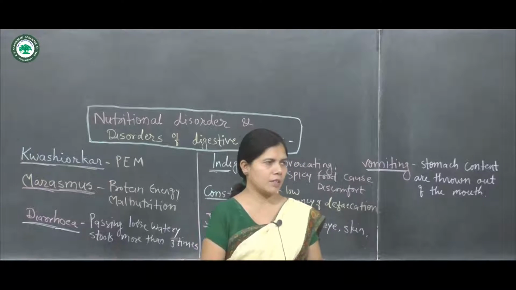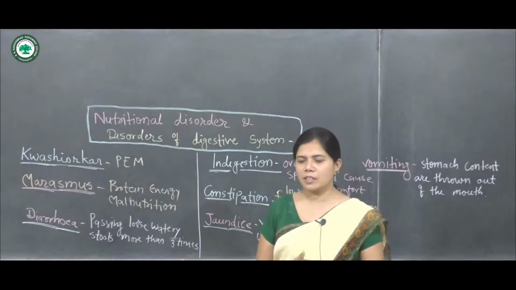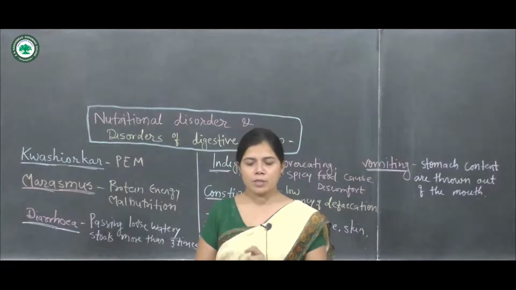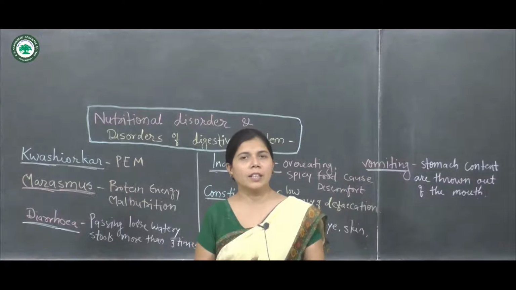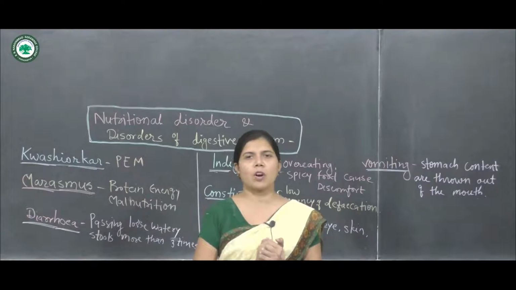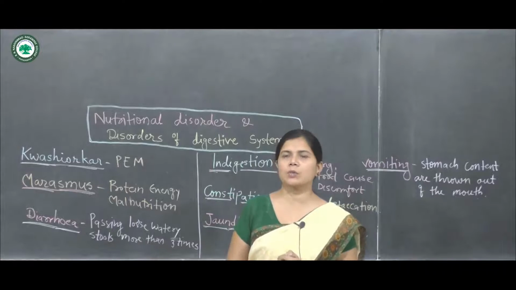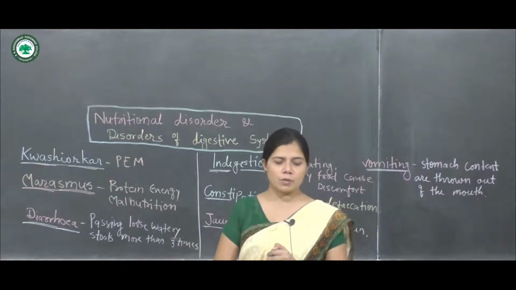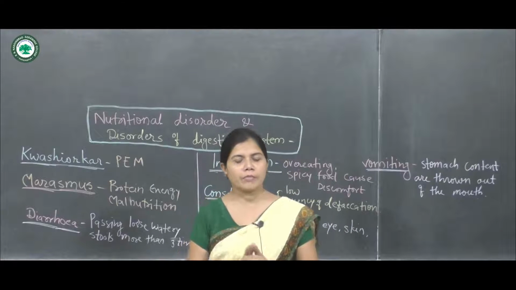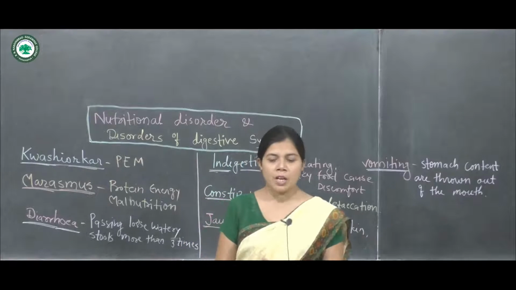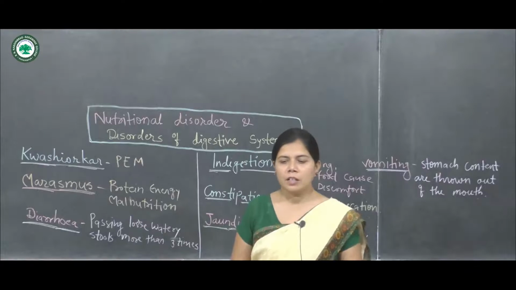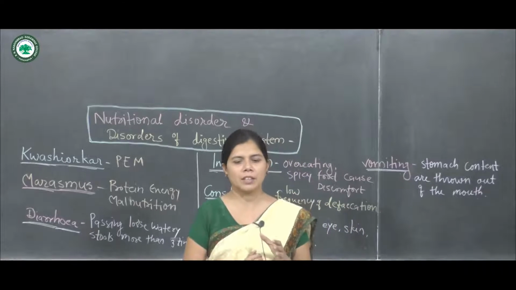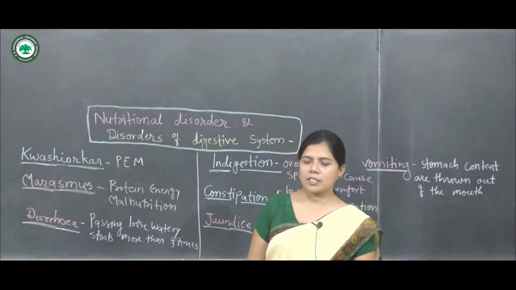The next disorder of the digestive system is diarrhea. Diarrhea is what? Passing loose watery stools more than 3 times a day is called diarrhea. It is opposite to constipation, but it is also a nutritional disorder, a disorder of the digestive system.